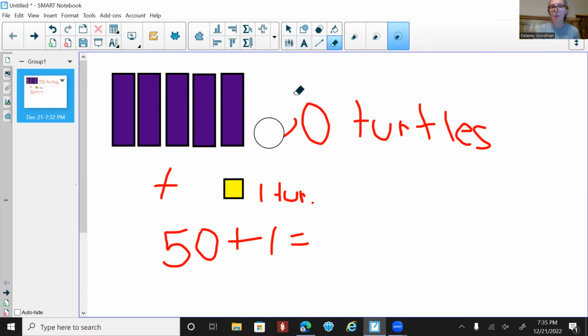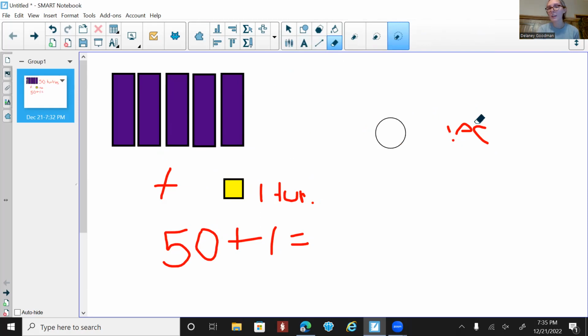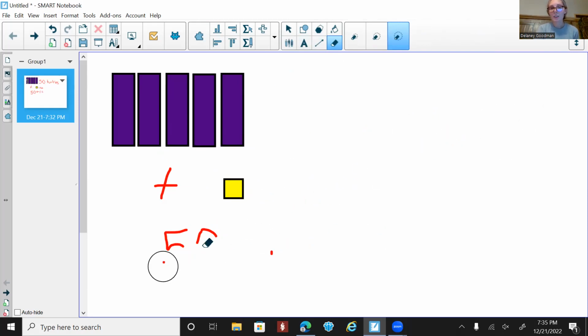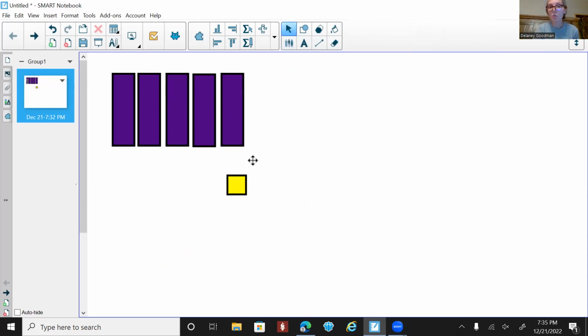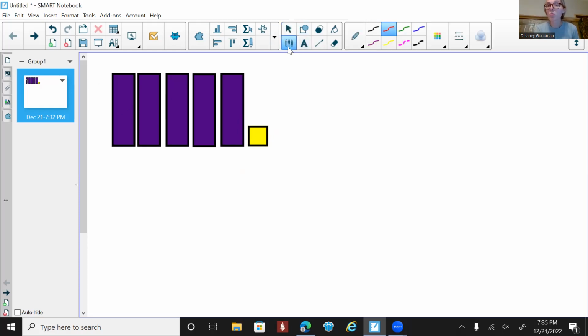So I'm gonna go ahead and erase this. Erase it, erase it, erase it. And I'm gonna move it right up here. All I did was combine them, right? So I had my 50 turtles and then 1 more came. Now I need to count them. Well, just like we counted back at the beginning of the school year, we can do that again. So I'm gonna count it and I'm gonna write what number it is so you can see it, okay?